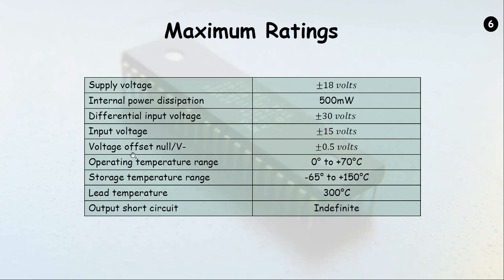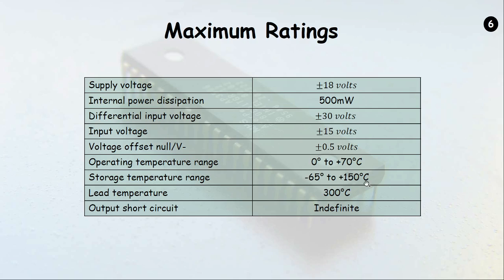Then the offset voltage, offset null, is plus or minus 0.5 volts. What offset null is, we will see in detail while discussing the offset null concept. The operating temperature is from 0 to plus 70 degrees Celsius, and the storage temperature range is minus 50 to 150 degrees Celsius.